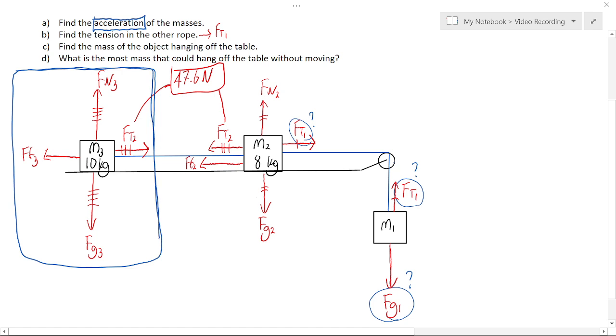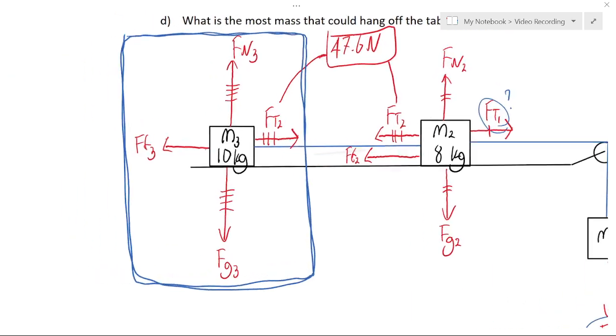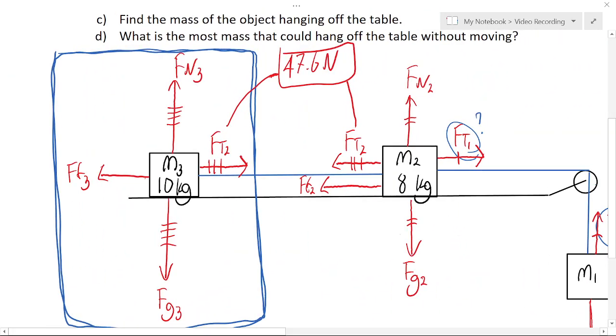Now I can pick my system to be anything. I can pick my system to be all the masses, or mass 2 and mass 3, or just mass 3, or just mass 2, or just mass 1. As a physicist, you can define your system however you want. Now I'm choosing to ignore mass 2 and mass 1 and look only at mass 3. So this is my system for right now. And I can change it later.